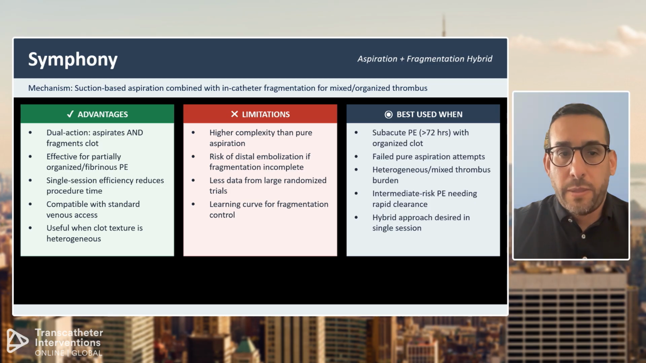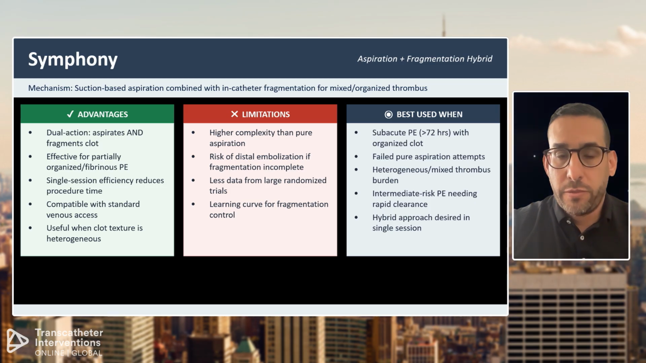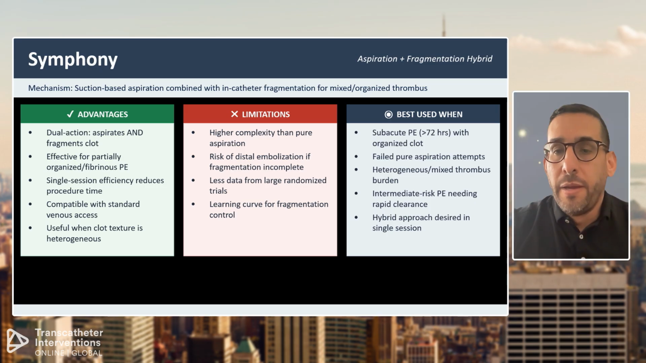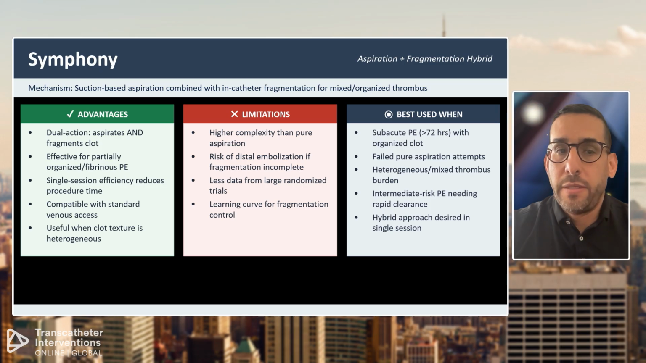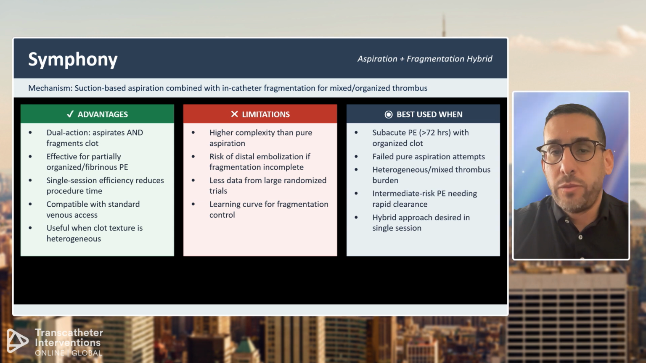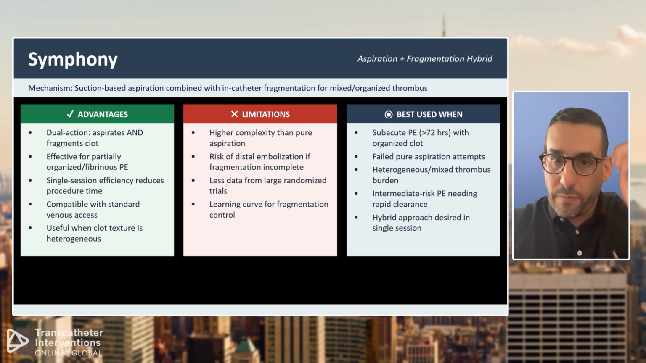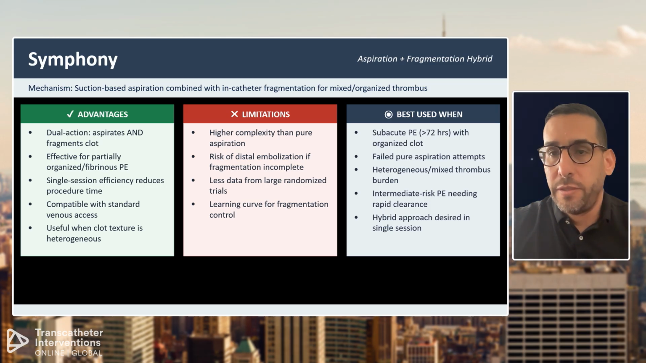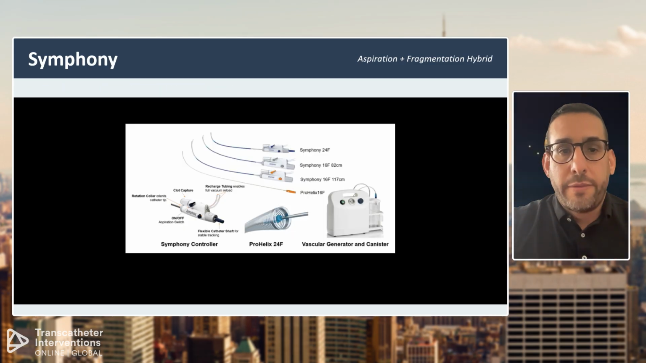Some of the limitations are that there's some risk of distal embolization if fragmentation is incomplete. I haven't seen or observed that. It hasn't been used very much in the States, so we don't have a lot of data with this. There's less data for us to glean. And it's best used in patients who have large thrombus, particularly in patients who have proximal thrombus. It's a larger device. So that's an interesting device.